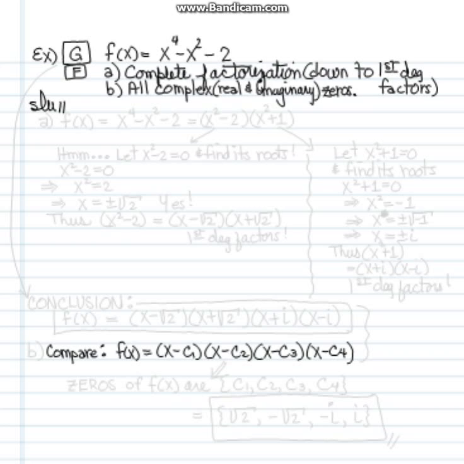That means all the real and all the imaginary zeros. And don't forget, the real zeros consist of both rational and irrational zeros. Okay, let's do part A.